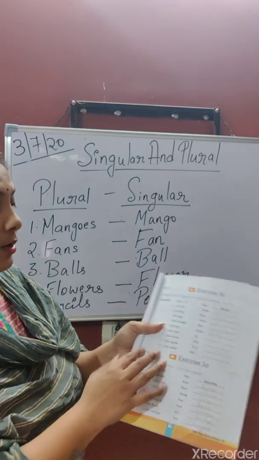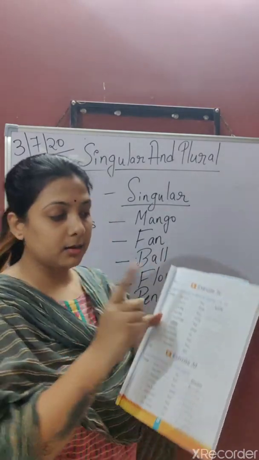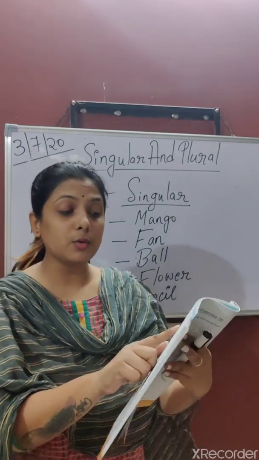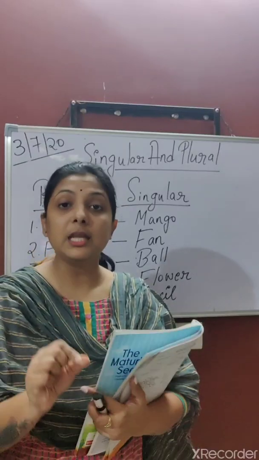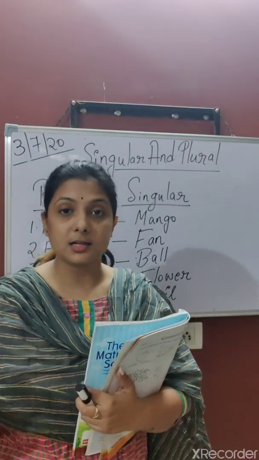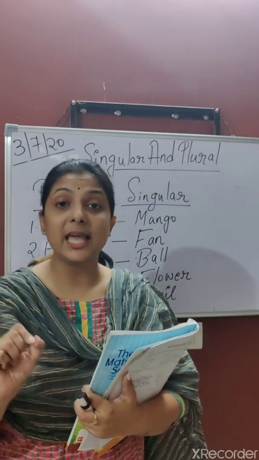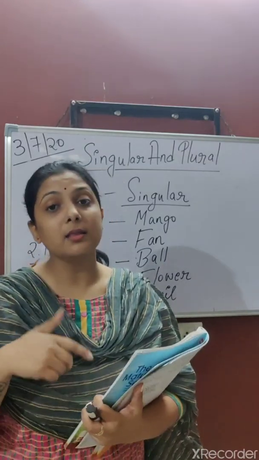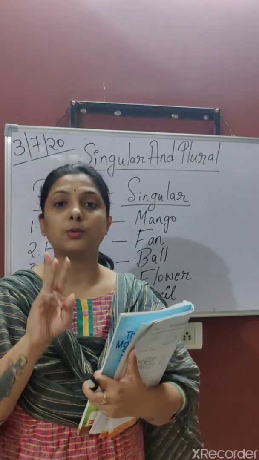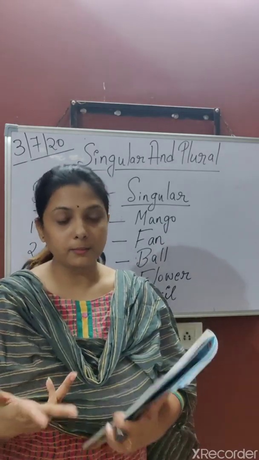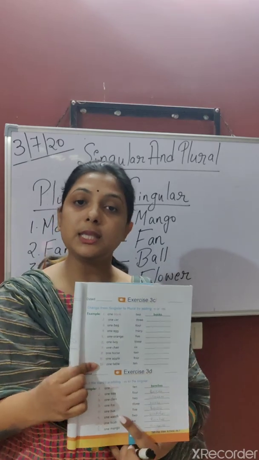Yes. Now number 2, one car. One car means one single car. 3, so what will you write? 3 car or 3 cars? You will write 3 cars, C-A-R-S. Cars. Why 3 cars? Because one car is singular and 3 cars means plural form. Like that only you have to do this exercise.